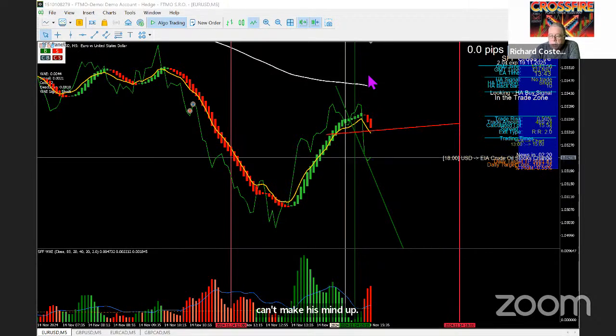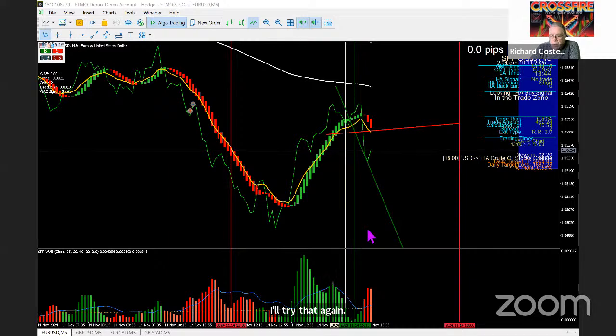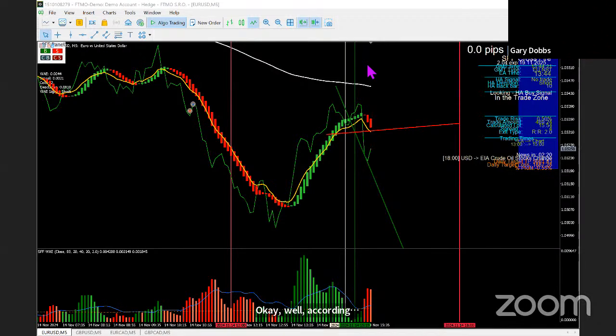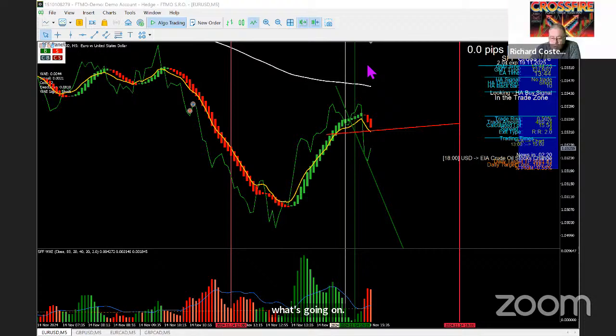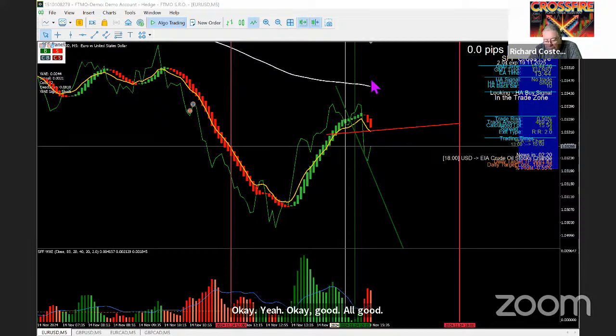So am I not showing my screen? Let me try that again. Okay, I can see that. Tommy's saying he can see it as well. Okay, good, all good. Just a bit of an issue with Zoom.